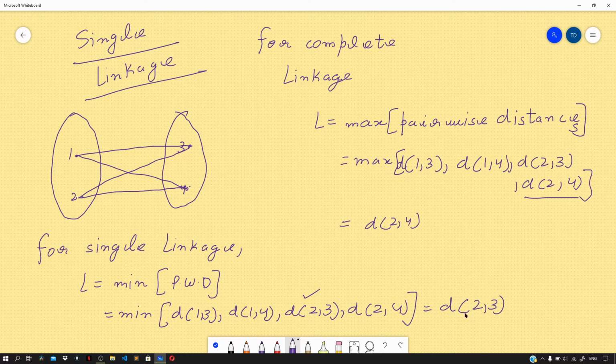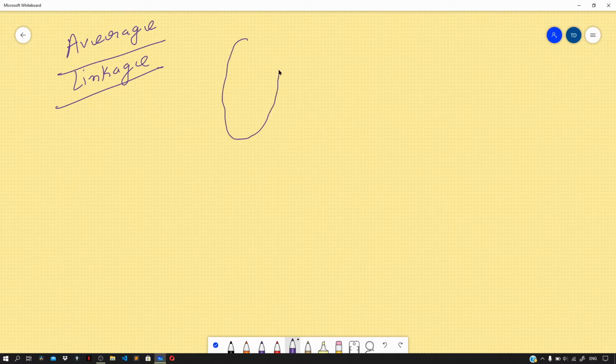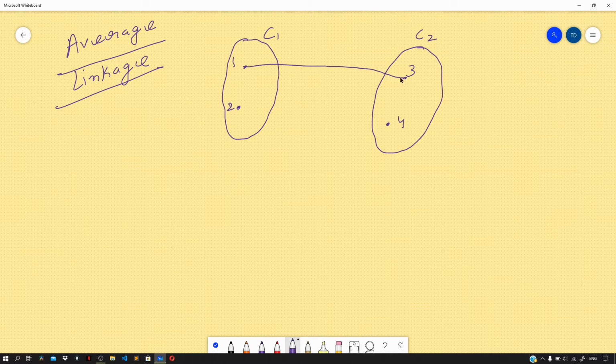Next we have the concept of average linkage. Let me clear the canvas first. Average linkage. Now let us use the same diagram again. So this is cluster 1, cluster 2, point 1, point 2, point 3 and point 4. And here are our pairwise distances.